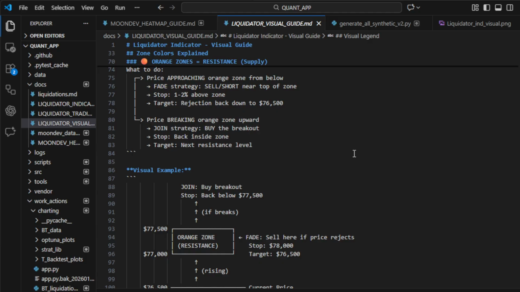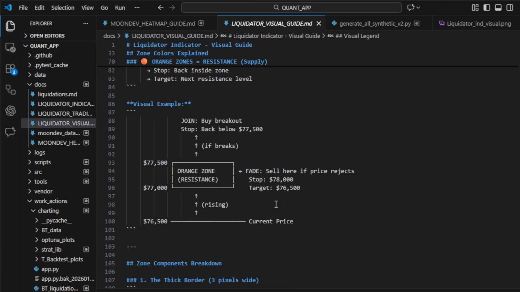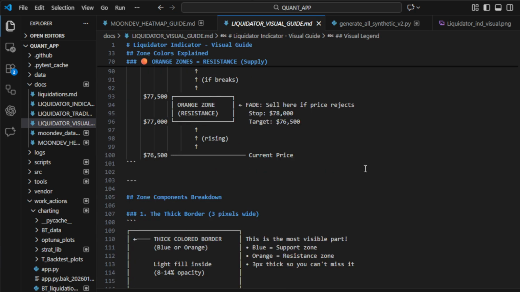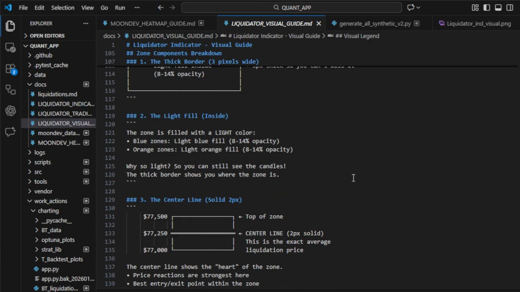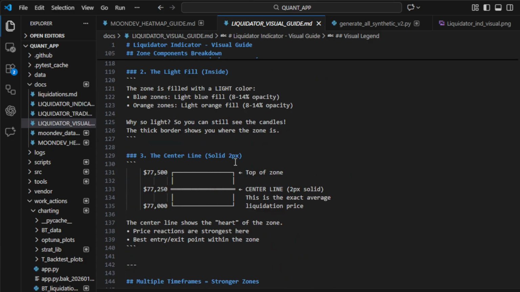Another visual aid, but the other way around, and not like we are seeing it on screen right now. But that is a coding bug. It has nothing to do with the indicator itself, because I had to visualize it. I had to make some code for it. So yeah, the thick border. It's a little bit of explanation on how the build is.